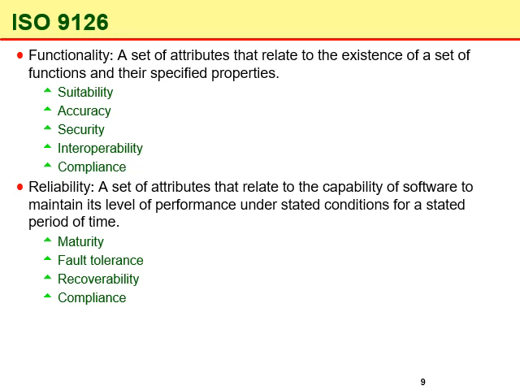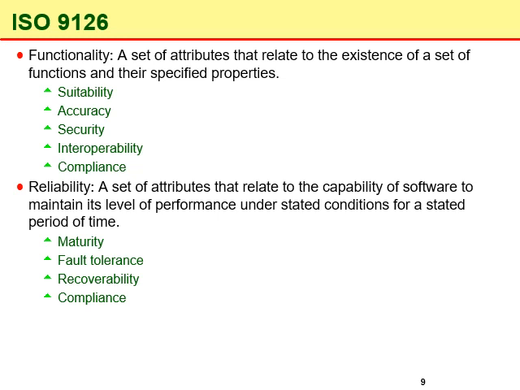Then interoperability refers to the attributes of software that relate to its ability to interact with specified systems. Then compliance. Compliance relates to attributes of software that make the software adhere to application-related standards or conventions or regulations in laws and similar prescriptions.